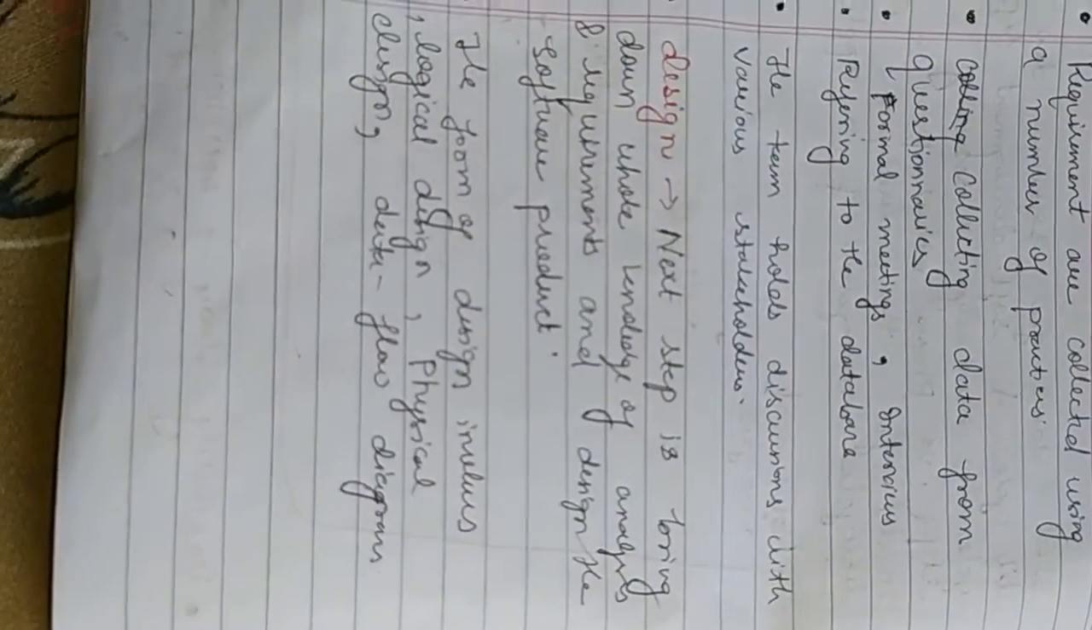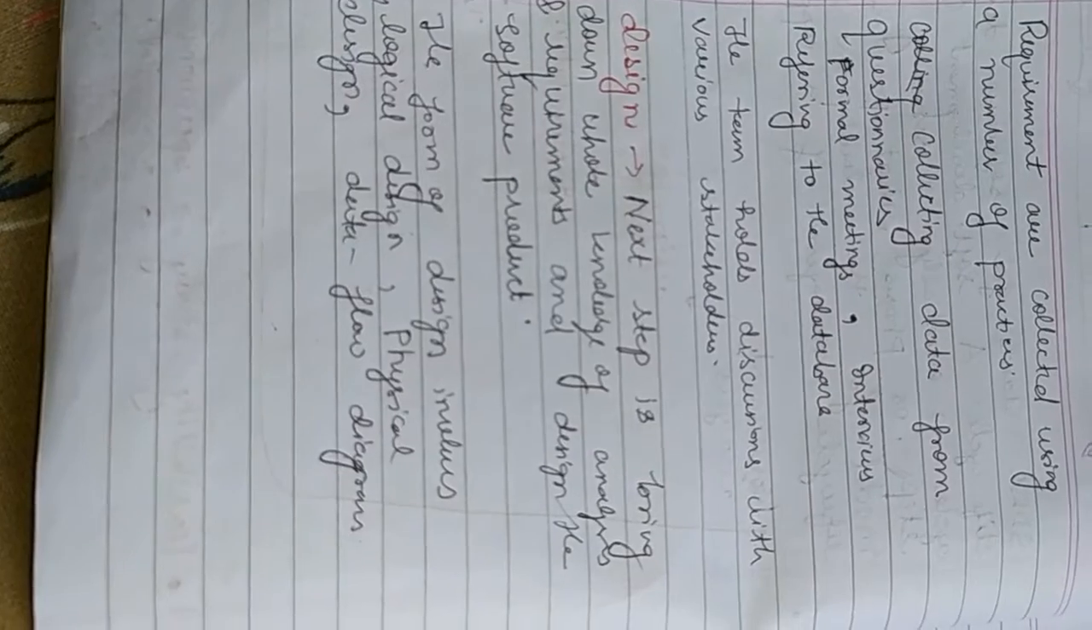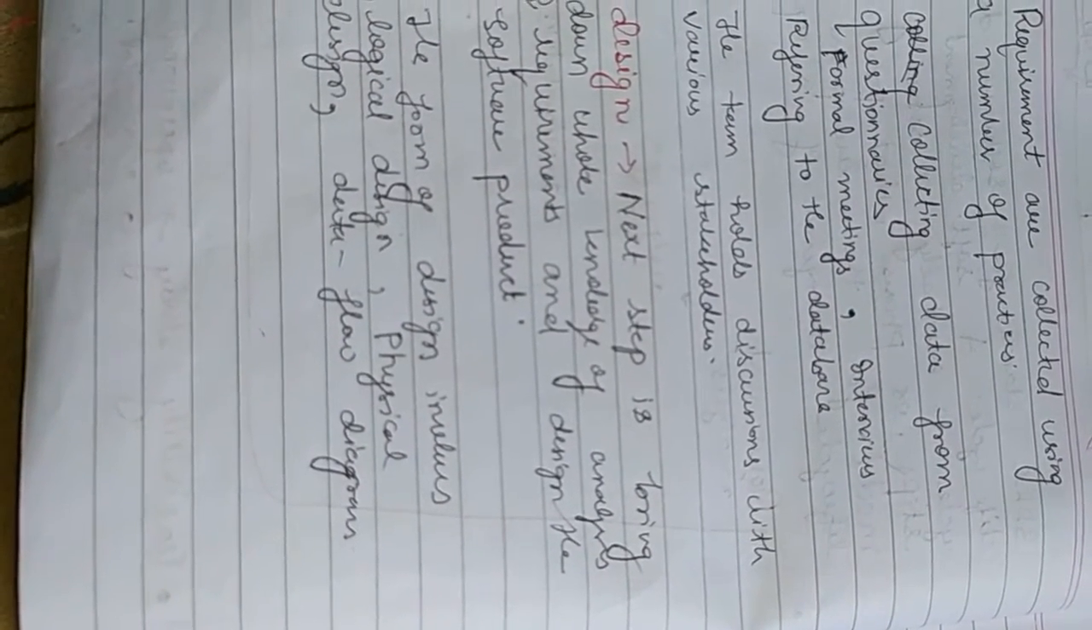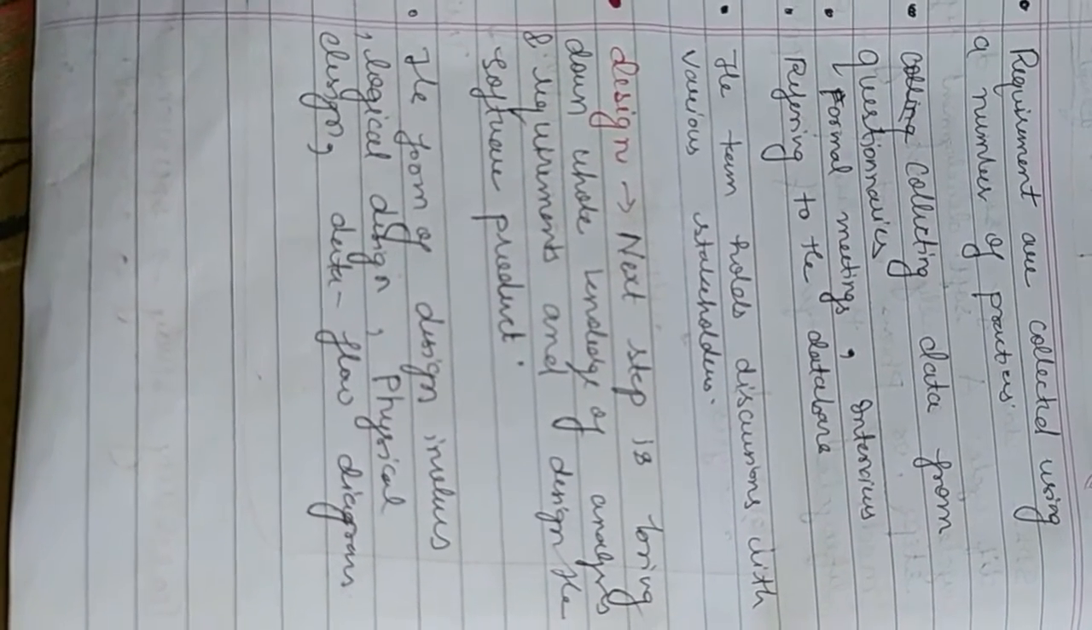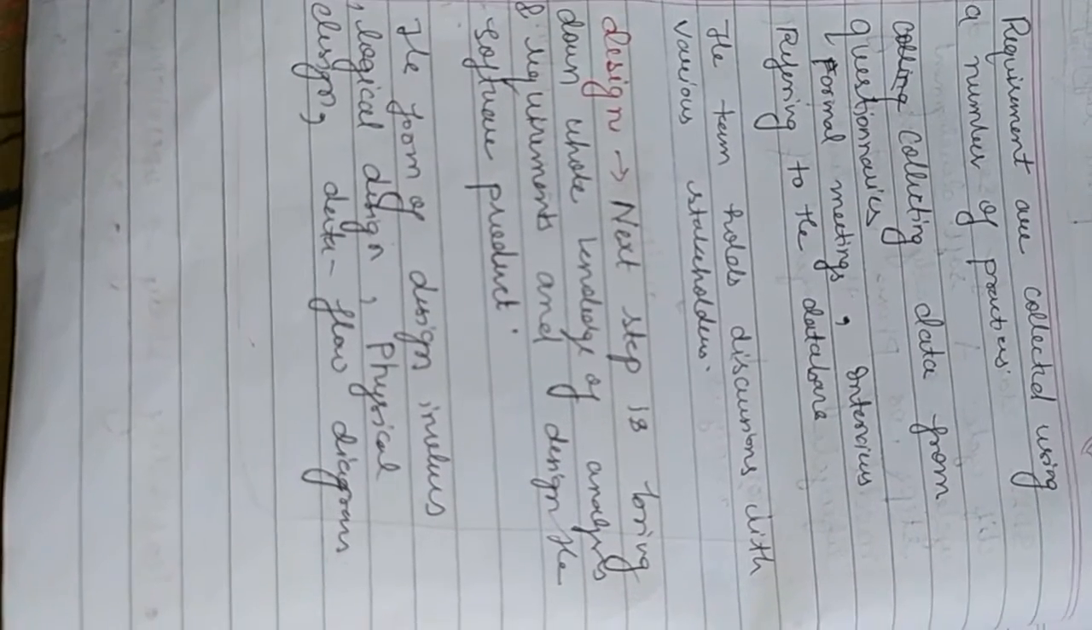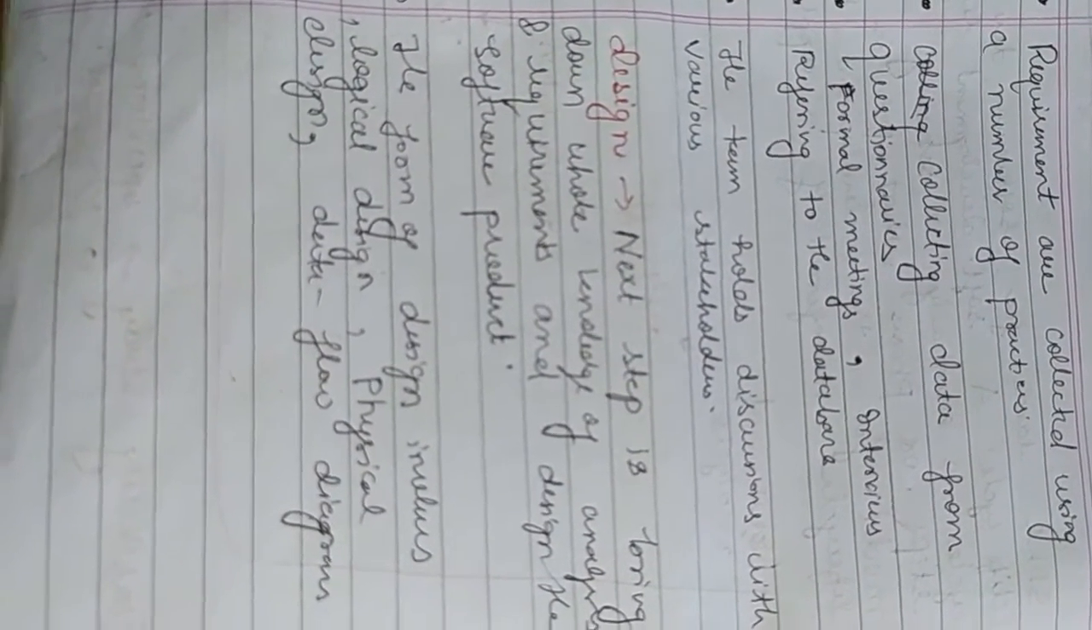The next phase of SDLC is design. The next step is to bring down the whole knowledge of analysis and requirements and design the software product. After we gather the software requirements, it is time to prepare the blueprint of the software using different types of data models like ER model, DFD diagrams, object diagrams, and class diagrams. There are a number of diagrams studied in a different paper, object-oriented analysis and design. The design involves logical design, physical design, and data flow diagrams.